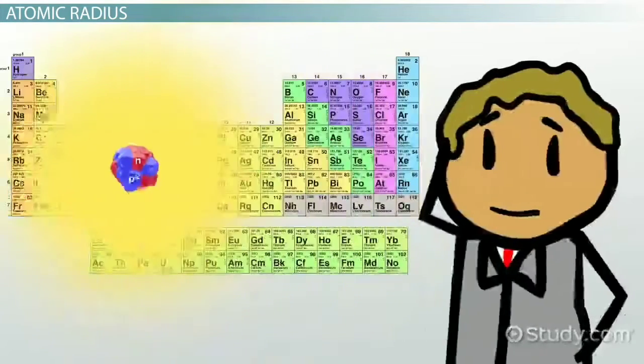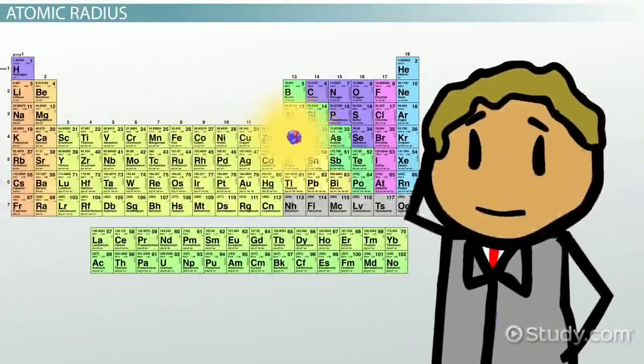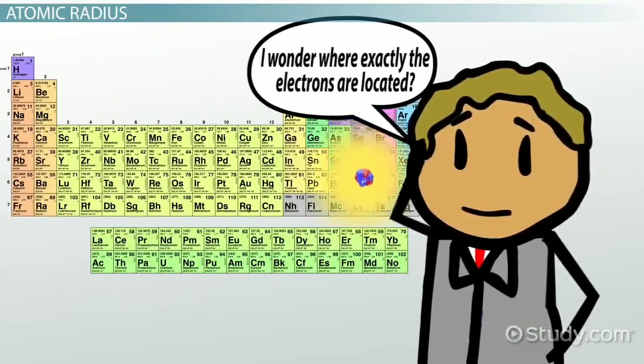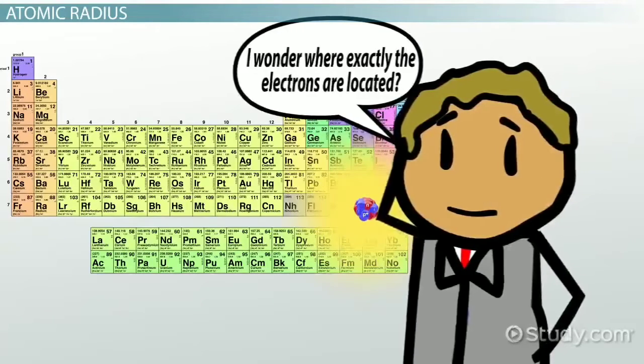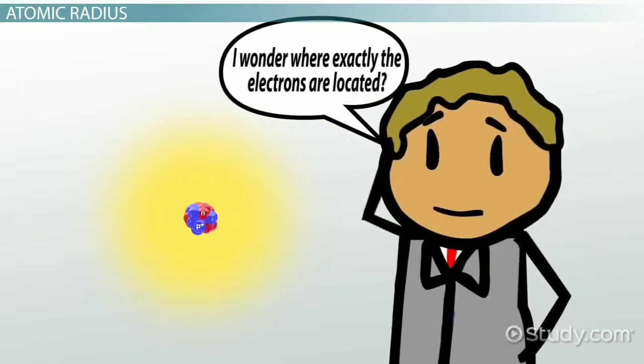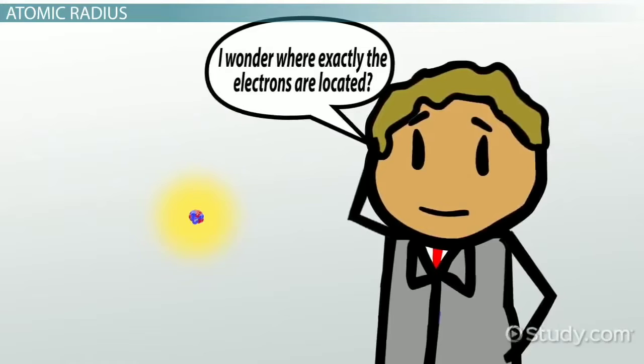As you go across a period, the atomic radius decreases. As you go down a group, the atomic radius increases. So this means that sometimes atoms with greater atomic mass are smaller in size than atoms with less atomic mass.